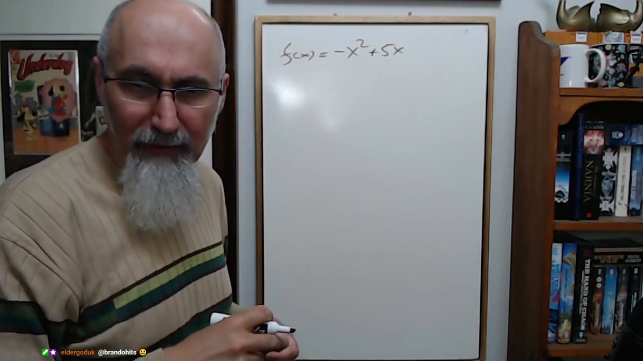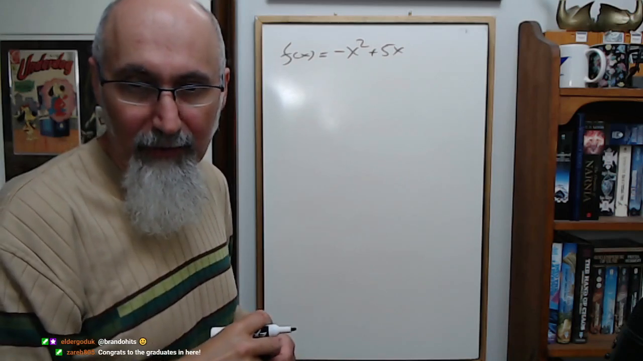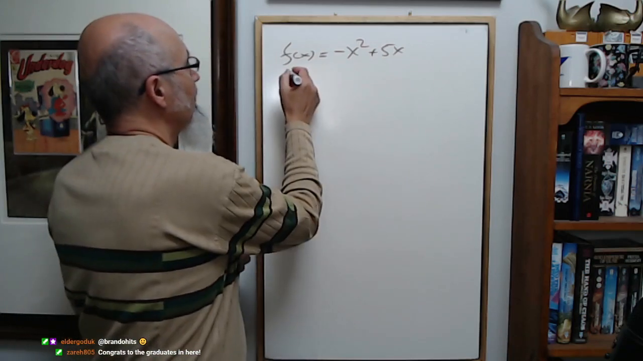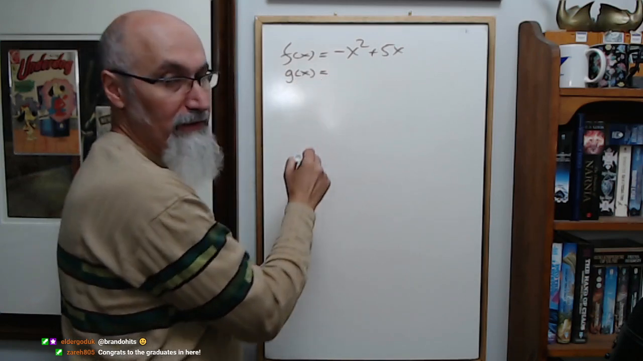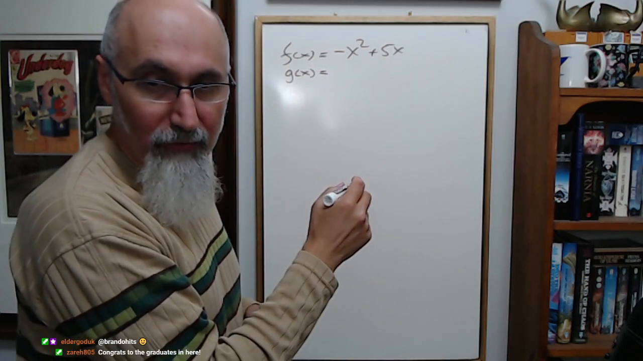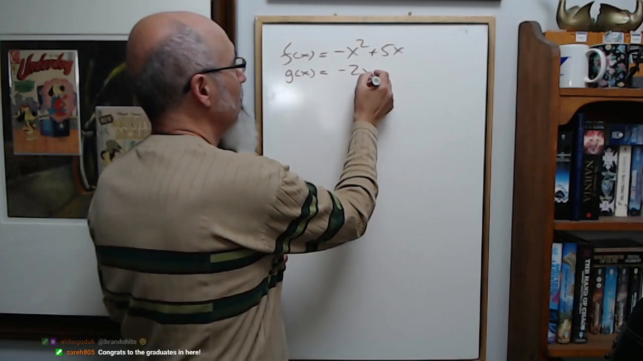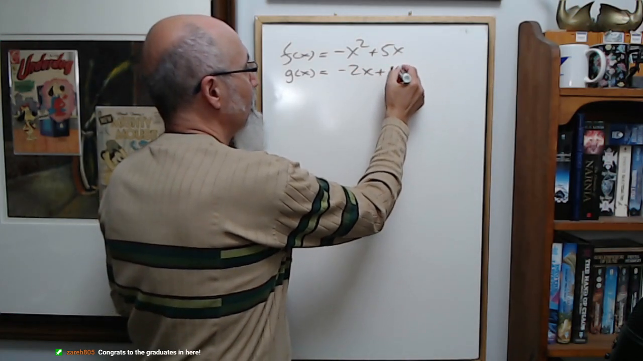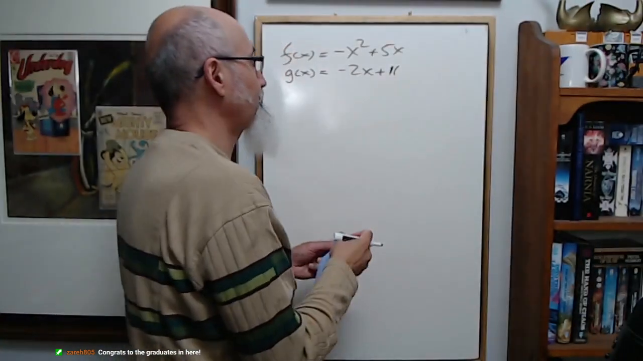Quadratic is a parabola, right? This one opens down. It's negative in front. The other one is a linear function. Let's call it g of x is equal to negative 2x plus 15. Negative 2x plus 15, oops, plus 15.